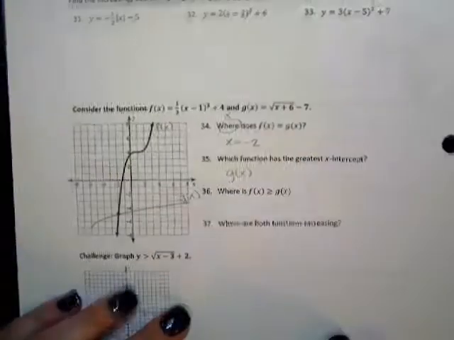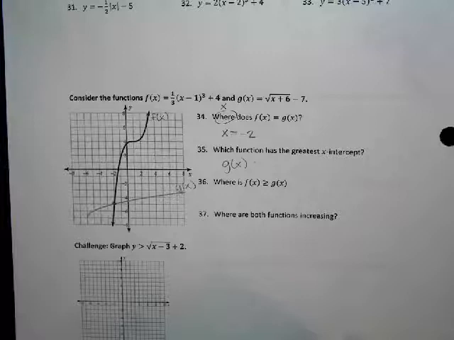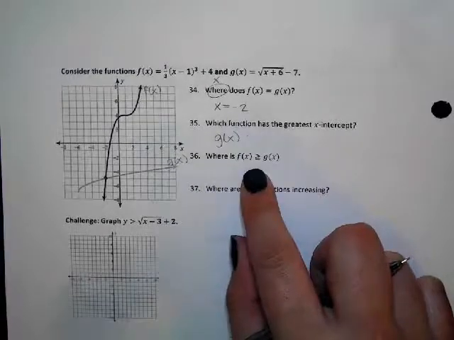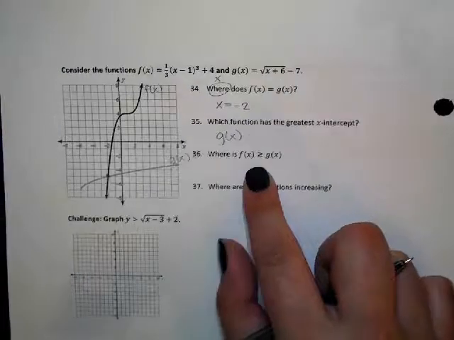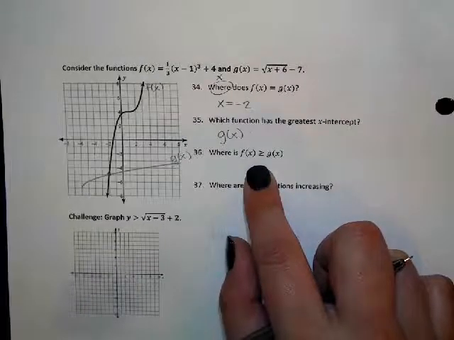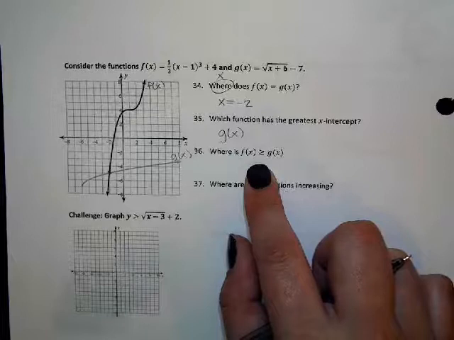Where is f of x greater than g of x? Do you guys remember, we've done a question like this before. Do you guys remember how we can tell where f of x is greater than g of x? When the y values are bigger. And what does that look like on the graph?